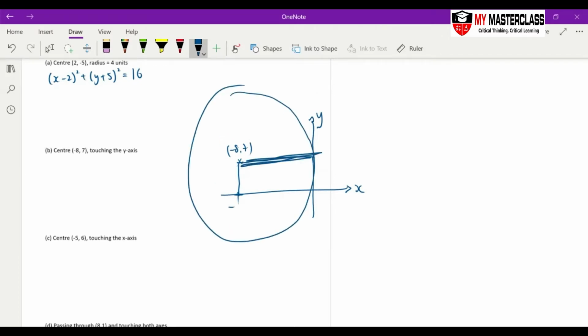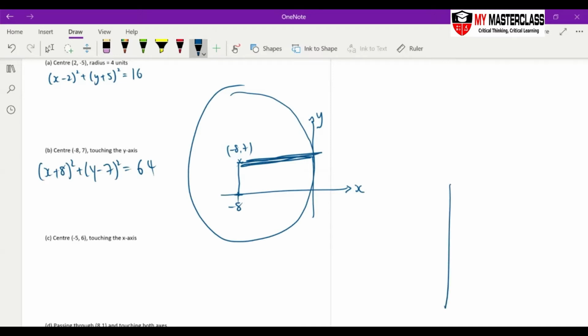It's 8. Because here is -8, right? So then you know already. So that's why sometimes it's important to draw a little bit. So it's (x + 8)² + (y - 7)² = 64.